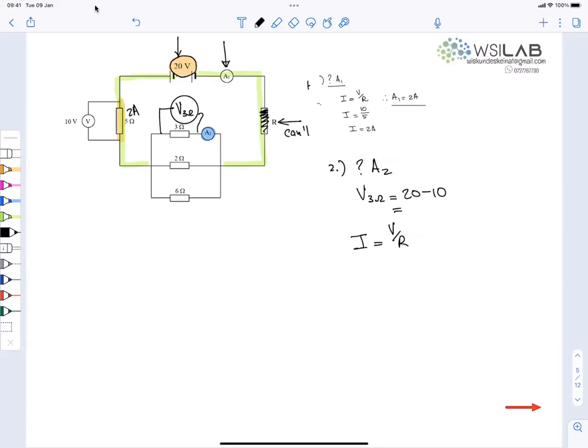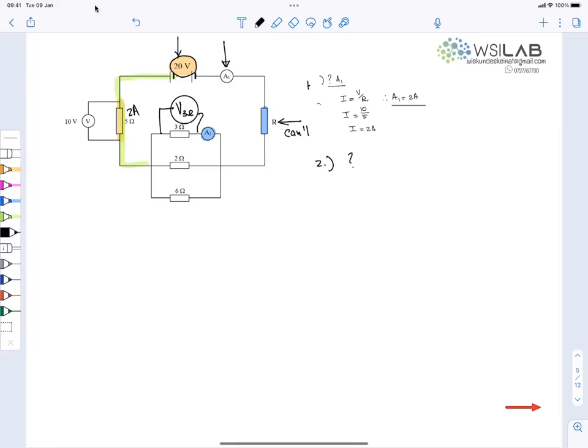Oh, I can't do that. Sorry, I missed out something. I can't do that. I still need the resistor here. I don't have that resistance. Okay, so A2 was a difficult question. I cannot do A2 until I find R. So let's just do R first.